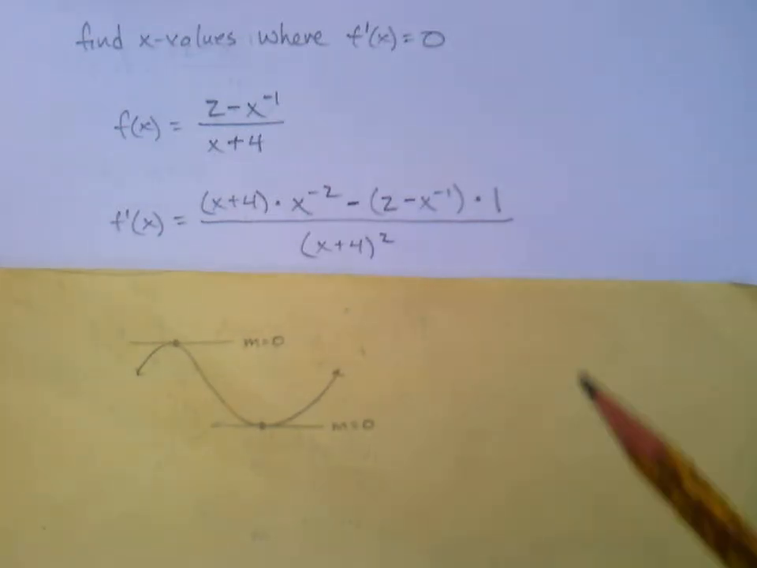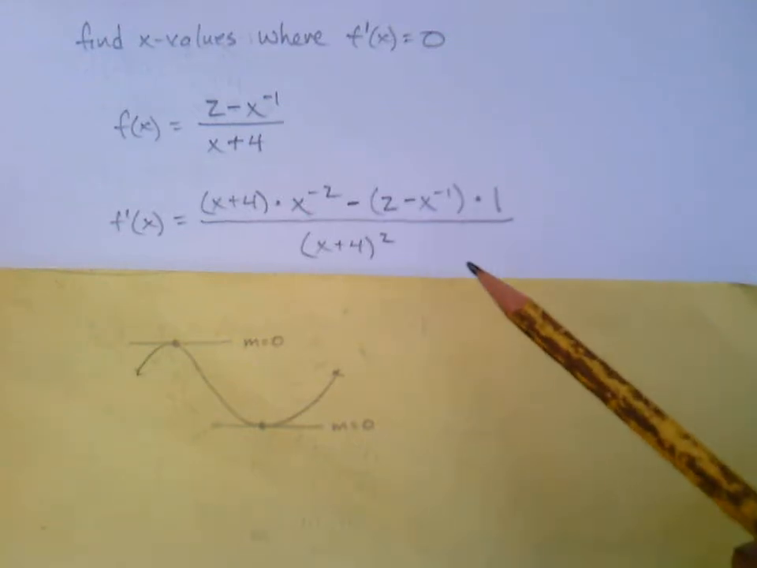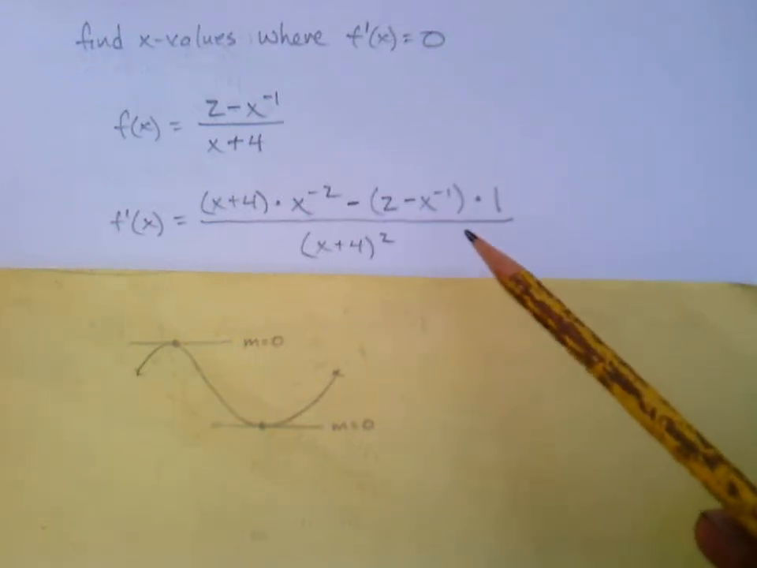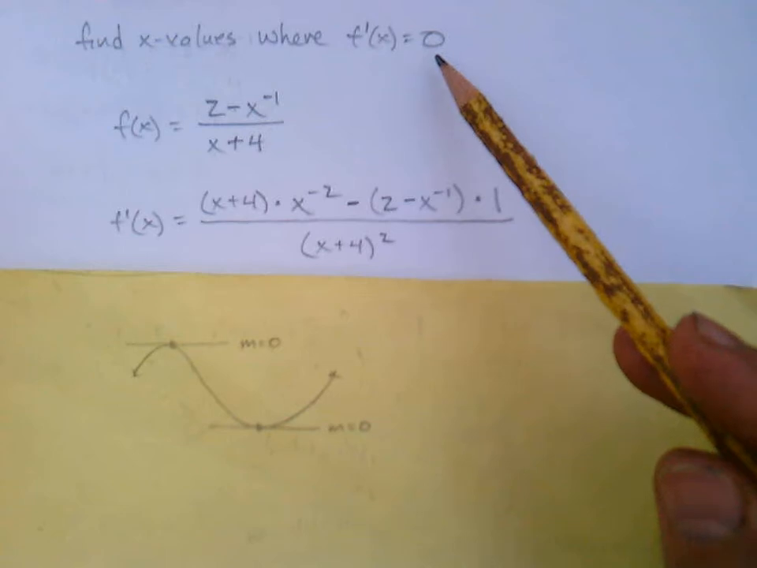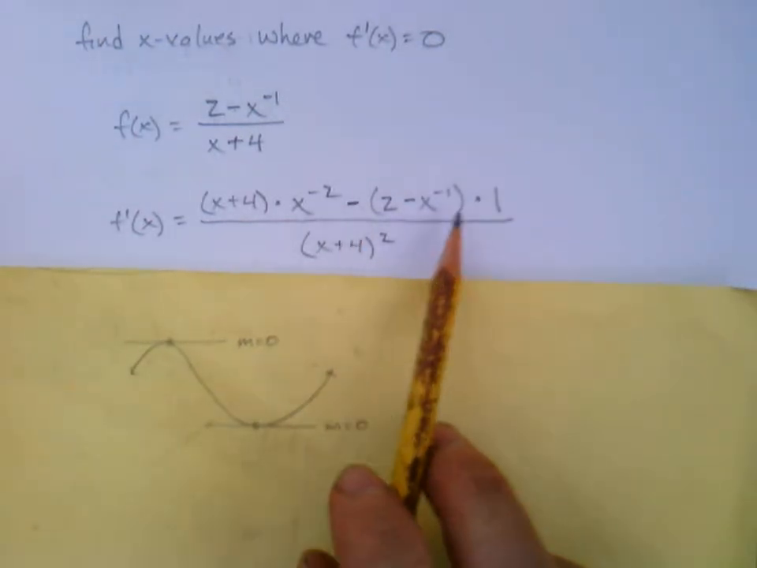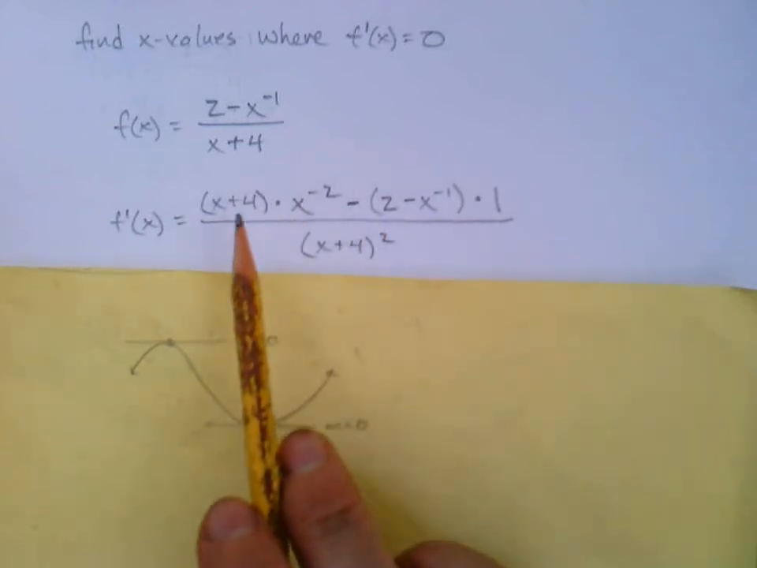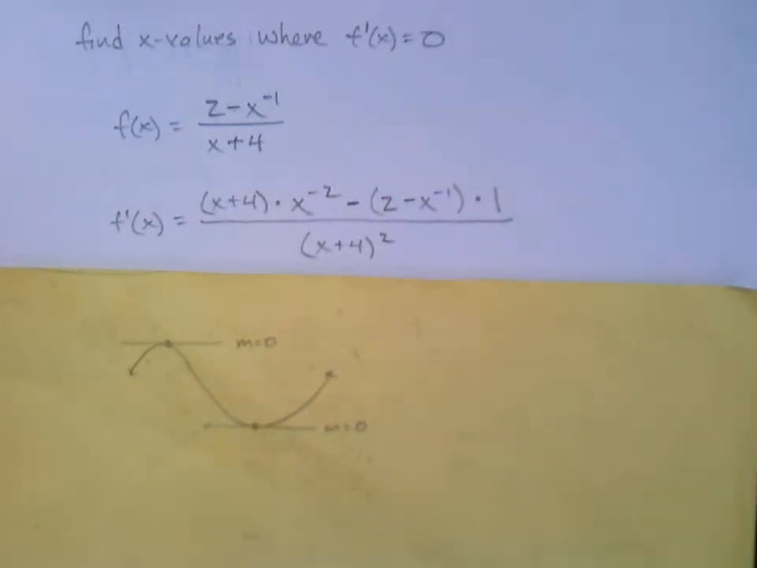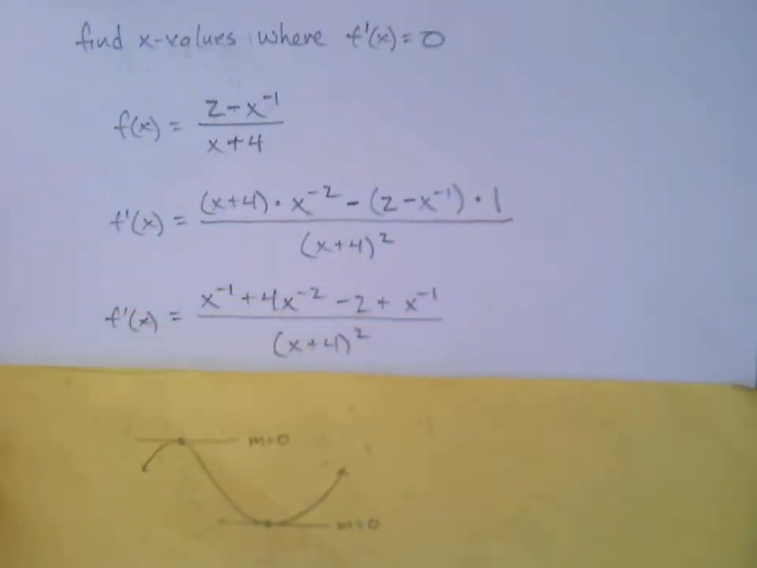Okay, there's your derivative. But we're not just taking a derivative here. We need to set it equal to 0 and then solve for x. So there's no choice. We've got to simplify this as well as we can, all the way down, before we think about solving for x when it's equal to 0.